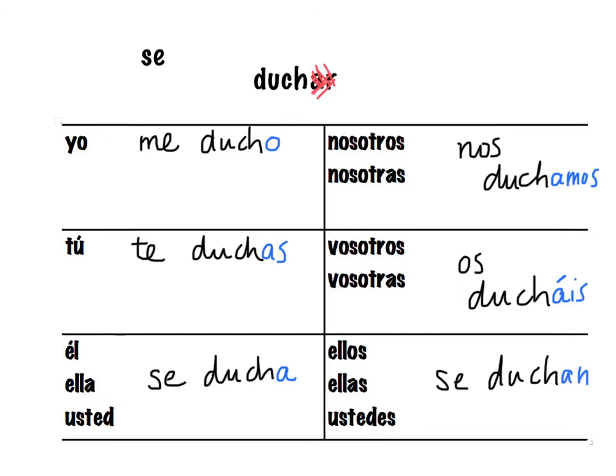One more thing, if you want to make the sentence negative and say I don't shower, maybe I like to take a bath instead, the no goes here in front. That's different from English. I do not shower myself. The word order is different, so be careful to put the no in front.